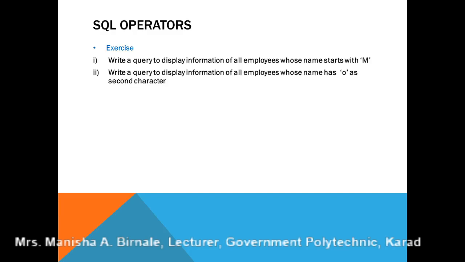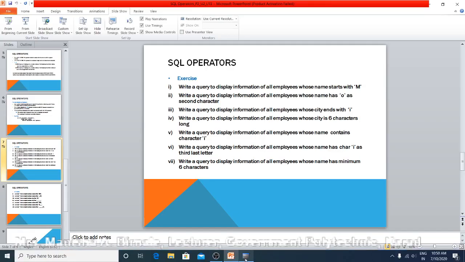And second, write a query to display information of all employees whose name has O as the second character. So we want to check names of employees where the second character in the name is O, and there may be any first character. The first character may be any character from A to Z, but the second character should be O. Let us see how to write it.